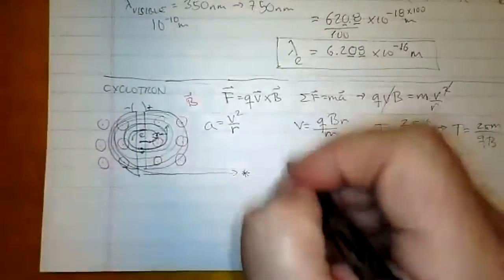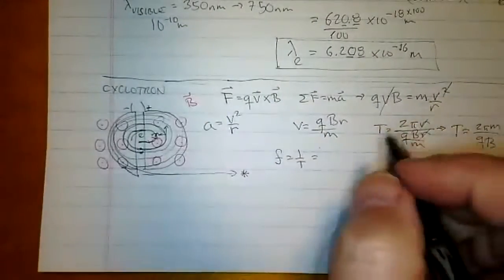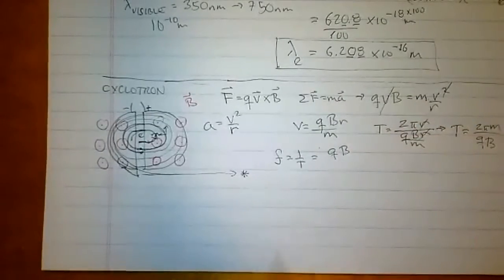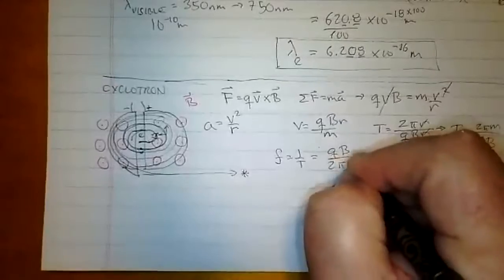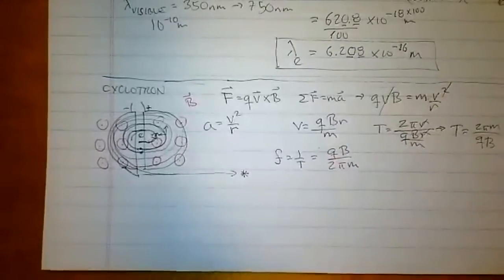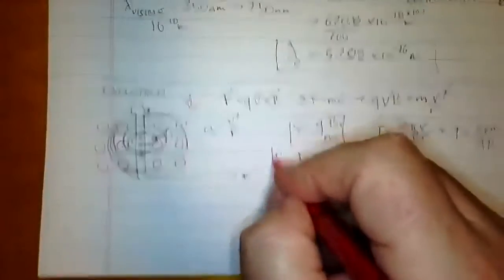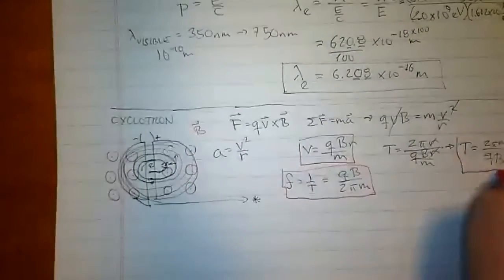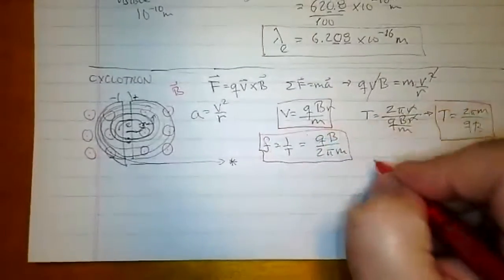And of course, frequency is 1 over the period. So in fact, the frequency should be qb over 2 pi m. And that's really the expression we need. However, all of these are useful, this and this period formula. Okay. So that's called the cyclotron frequency.